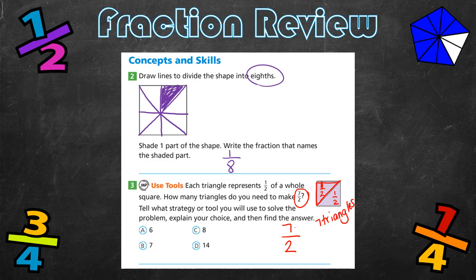But just to be sure, I can go ahead and keep drawing my squares and split them into halves until I have my 7 halves. So let's see. In the first one, I have 2 halves, 3 halves, 4 halves, 5 halves, 6 halves, then I need 1 more half, 7 halves. So I have 7 triangles.